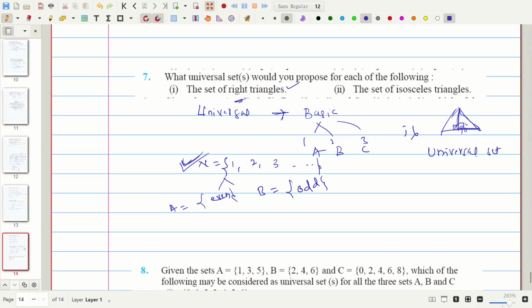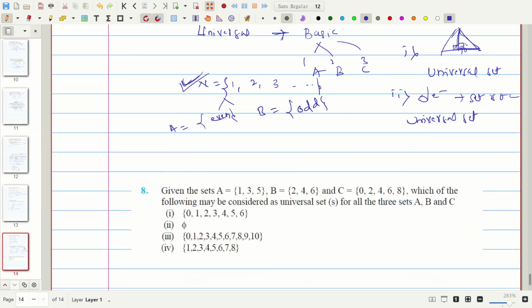And the second one is a set of isosceles triangles. So we are talking about triangles. In triangles, we will have many sets of isosceles triangles. Therefore, it is a universal set. We can say this is also a universal set. Come to the next problem.